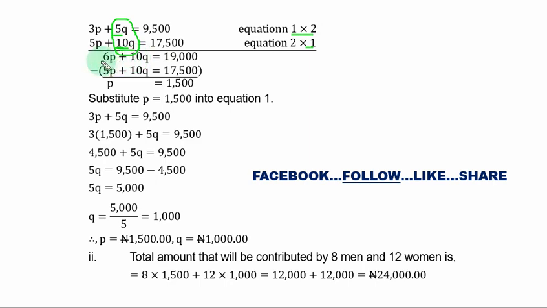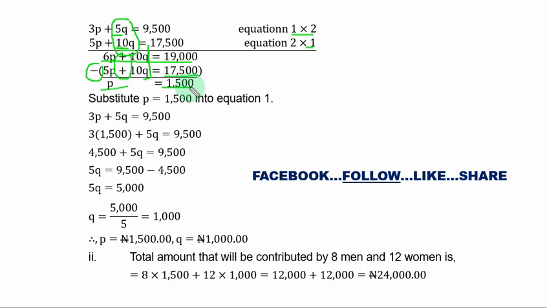If you do that, equation 1 becomes this and you have equation 2. Now, to eliminate variable Q, you need to subtract both equations because the signs you have here are positive in both equations. So you need to subtract. If you subtract 6P minus 5P, you have P. If you subtract here it becomes 0. 19,000 minus this value, you have 1,500 naira as the value of P.